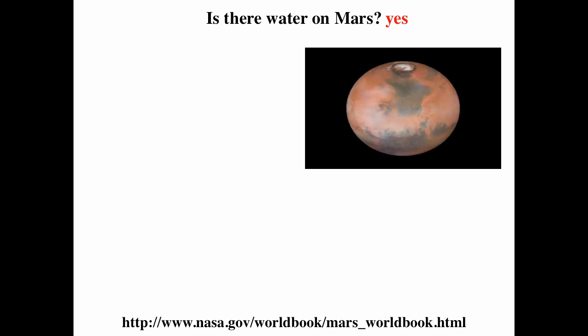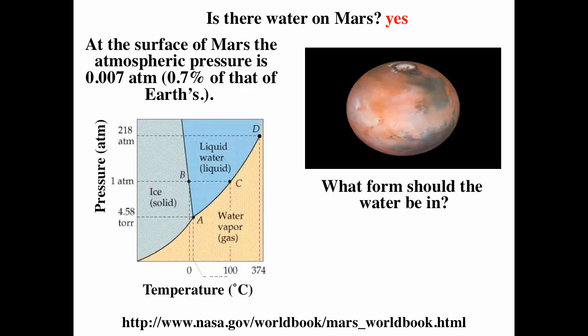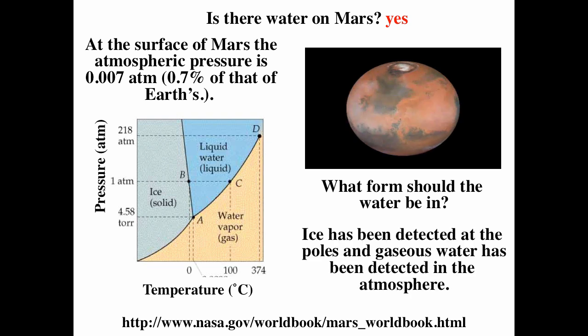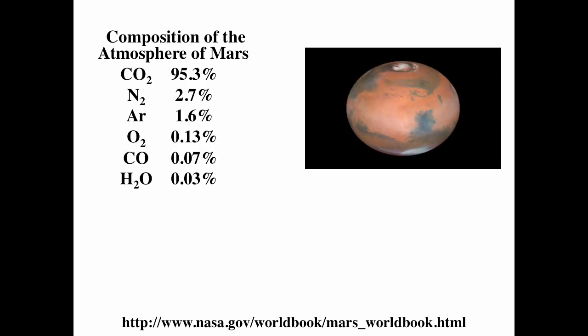And so there is water on Mars. We can actually use the phase diagram to understand in what form the water is. Atmospheric pressure on Mars is 0.7% of that on Earth's. And that tells us there cannot be any liquid on Mars because we're way below the triple point. And so any water on Mars would have to be in the form of ice and the form of gas. Ice has been detected on the poles, and gaseous water has been detected in the atmosphere. The composition of the atmosphere of Mars is about 95% CO2 and 0.03% water.